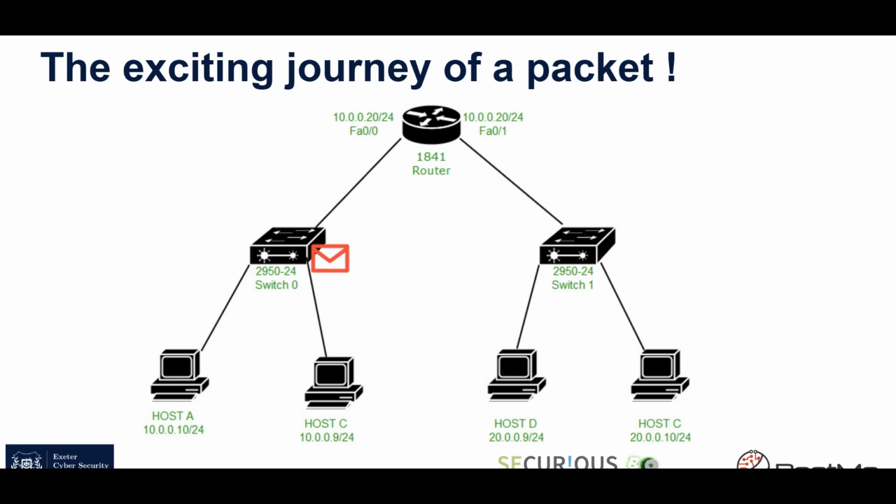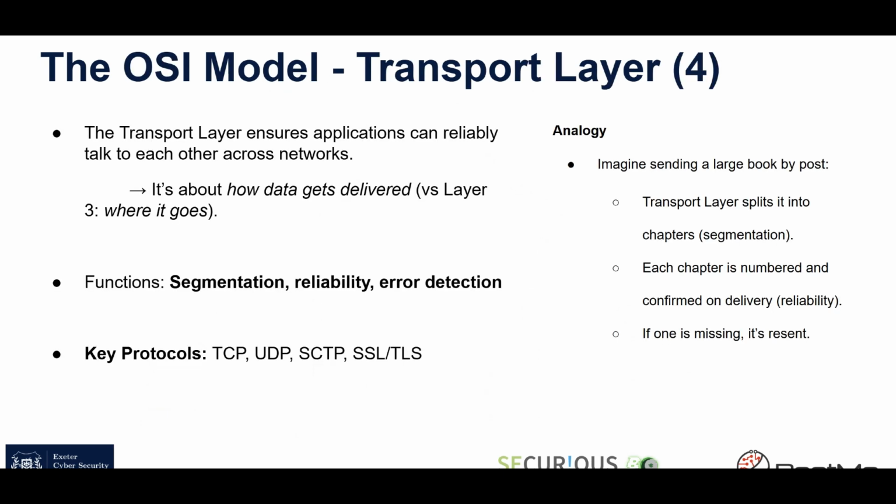Okay, perfect. So, the transport layer. We saw the network layer, now we need to see the transport layer. It ensures applications can reliably talk to each other across networks. Before, we saw how they find each other, now we need to make sure they can talk with each other. So that's how data gets delivered, and the layer is where it goes.